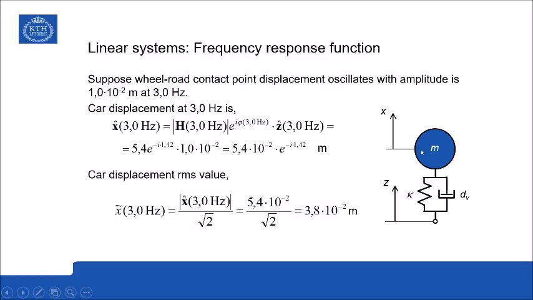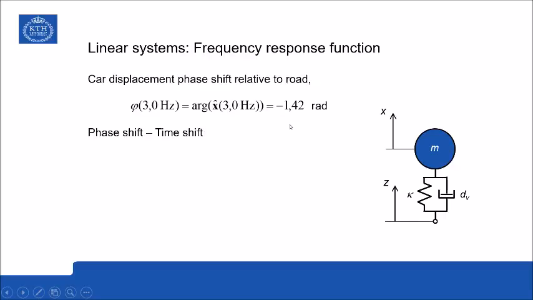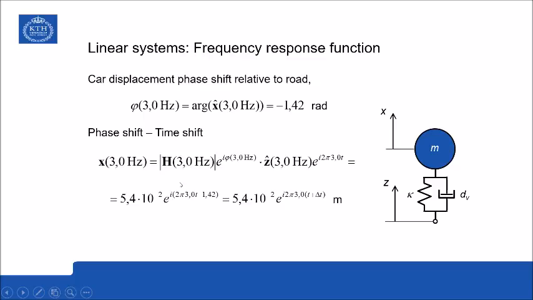So the car will oscillate with a higher amplitude than the road. So it will be an amplification along the path. The phase shift relative to the road is, as we saw before, 1.42 radians, and it's also possible to interpret this as a time shift, because if you manipulate the exponent in the complex exponential here, we can see that we can interpret this phase angle here as a time shift.